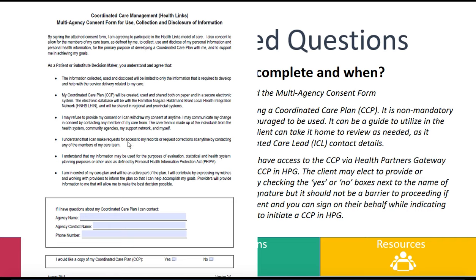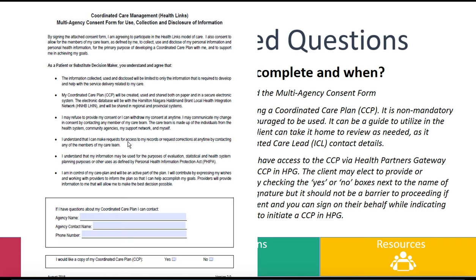The information on the coordinated care plan may be used for evaluation and planning purposes as defined by HIPAA, which is Personal Health Information Protection Act, and the client is always in control of their own care plan and really will be an active participant in developing and maintaining their care plan.